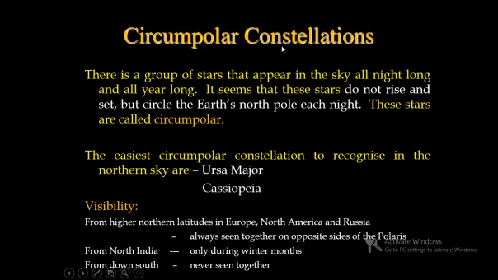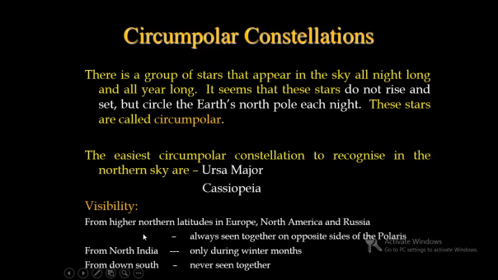We can consider such constellations which circumvent the pole to be called circumpolar constellations. These are groups of stars that appear in the sky all night long and all year long. It seems that these stars do not rise or set, but instead they circle the North Pole each night. So these stars are said to be circumpolar stars. For example, we have studied Ursa Major and Cassiopeia.